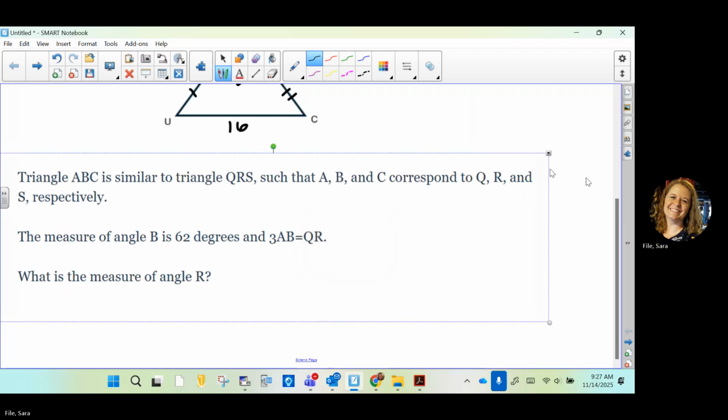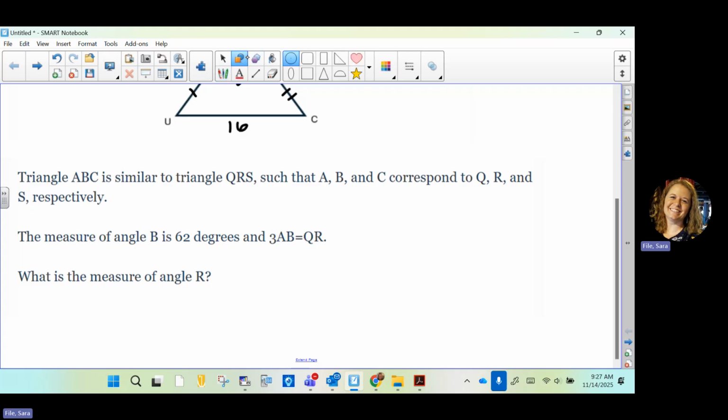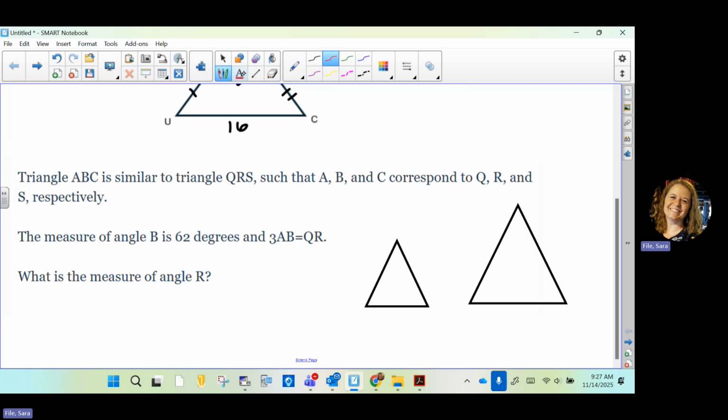He's compliant. All right, so we've got triangle ABC and QRS. So I'm going to draw them out because they tell me that they are similar. And you don't have to draw them to scale. It doesn't matter. You can if you want, you can draw one smaller and one bigger.